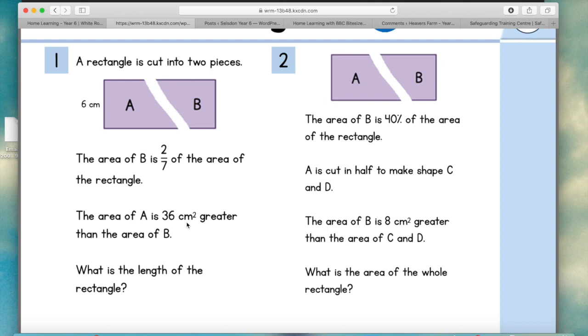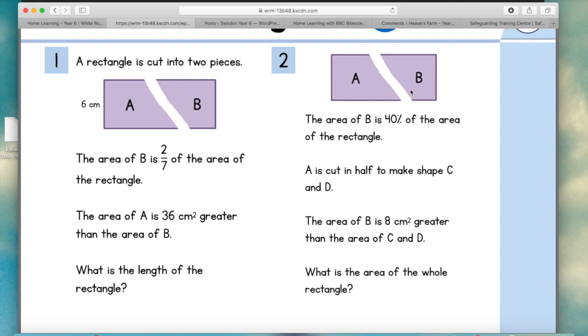Have a little go. Question number 2 then, and if you want to do it now, pause the video, come back to this after you've worked it all out. Remember, you're looking for the length of the rectangle. So question 2. It looks very similar, but it's a different set of dimensions. We've got A and B again. The area of B is 40% of the area of the rectangle. So if B is 40%, what must A be?